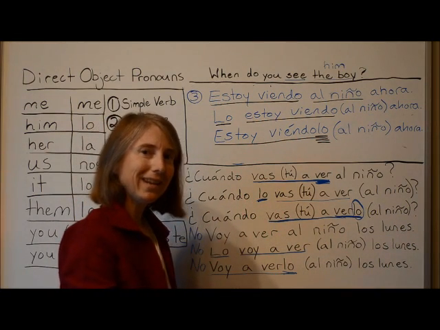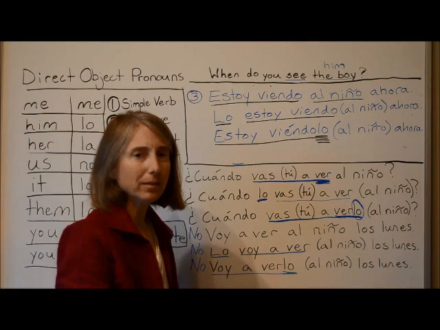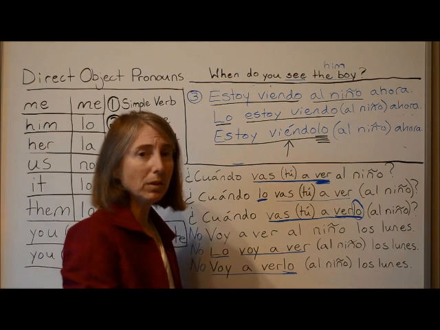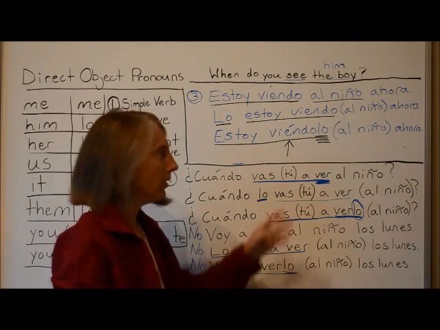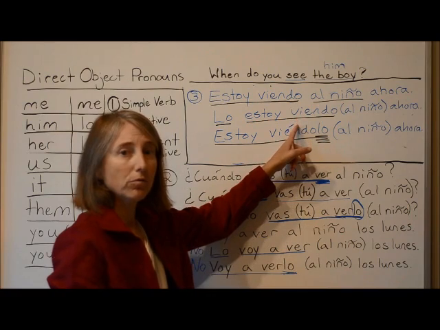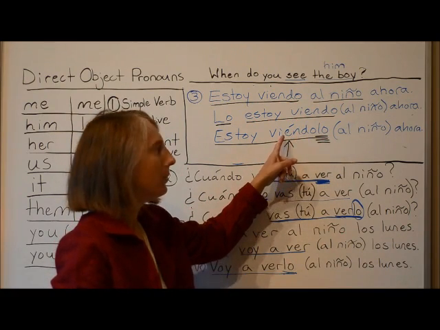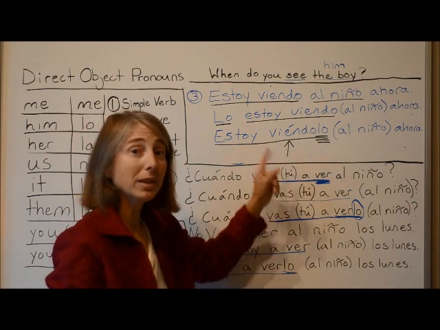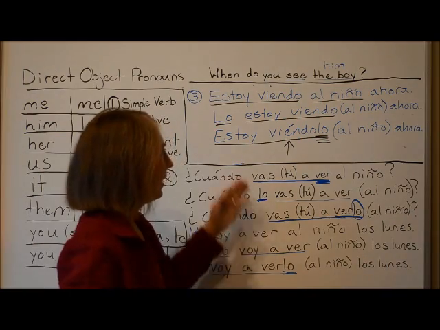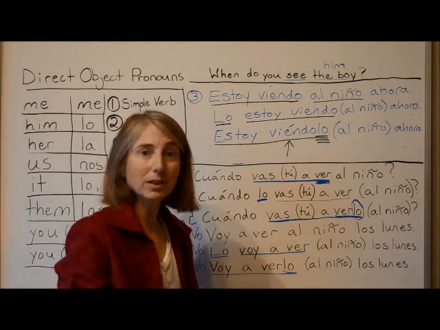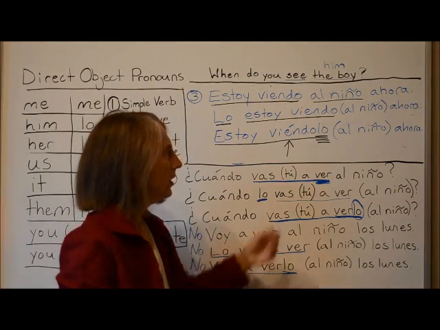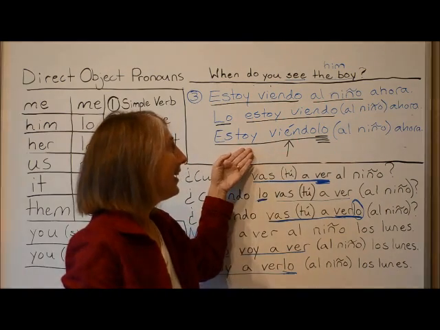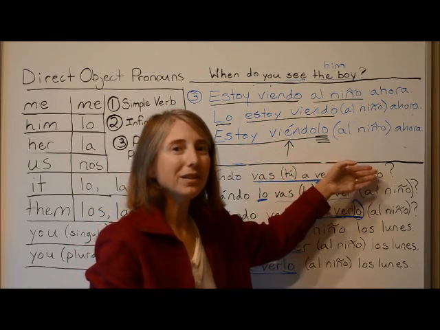Now, because we're tacking that onto the end, we need to add an accent mark, because we want to keep the emphasis still on the original viendo for this verb. So we want to say viéndolo. That changes the number of syllables in the verb, so we have to add that accent mark to keep the pronunciation where we want it. And again, we can still keep the direct object in the sentence if we want to in Spanish. So it would be estoy viéndolo ahora, or estoy viéndolo al niño ahora.